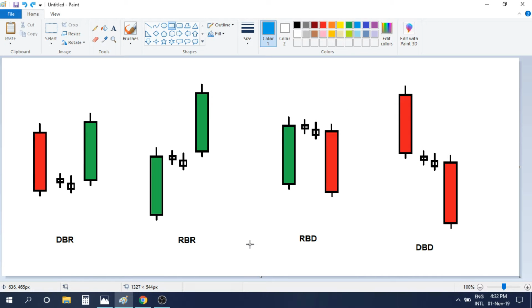Welcome to the third part of the basic building block series. In the first two parts, we learned what basing candles and momentum candles are, that is rally candles and drop candles. Then in the second part of the series, we learned these four basic building block patterns: the drop-based rally, the rally-based rally, the rally-based drop, and the drop-based drop.